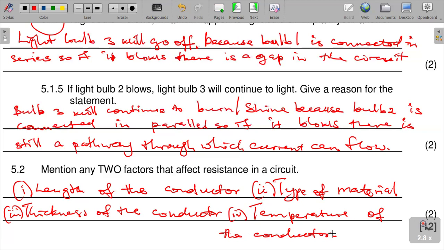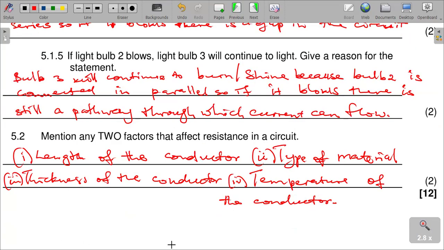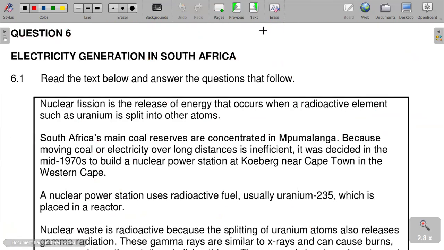I'm sure you can remember from the previous question that we did before, there was a question asked with regards to if the conductor is made up of copper, which statement can be correct. You remember that previous question that we did there. So length of the conductor, type of material, thickness of the conductor, as well as temperature can affect resistance in a circuit. So I'm sure you can get this very well. Next question.